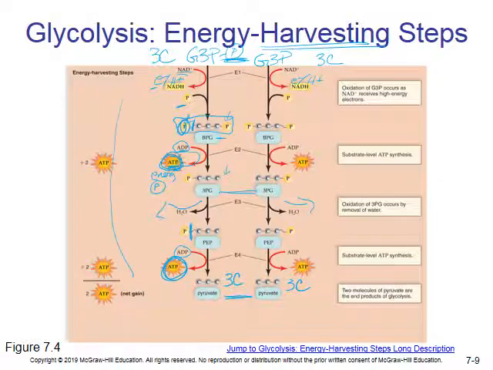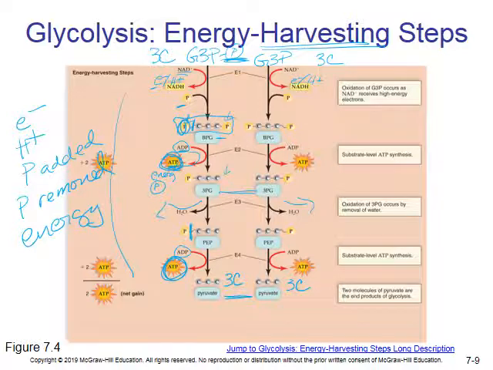So what have we done this entire time? We've stripped off electrons and hydrogens. We added phosphates, and then we removed phosphates, and we also removed energy. So basically, we've been manipulating this G3P structure to pull off electrons, hydrogens, and energy, and we end up with this pyruvate structure. They're still 3-carbon structures, it's just been modified.